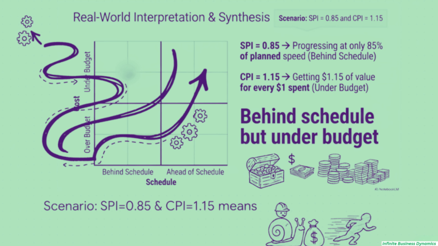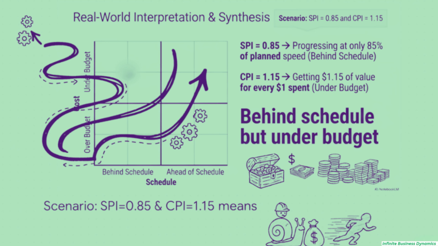Your report comes in and it shows an SPI of 0.85 and a CPI of 1.15. Okay, that SPI of 0.85, it means you're only progressing at 85% of your planned speed. You are definitely behind schedule. But that CPI of 1.15 means you're getting $1.15 of value for every dollar you spend, which is great. You're being highly cost efficient.